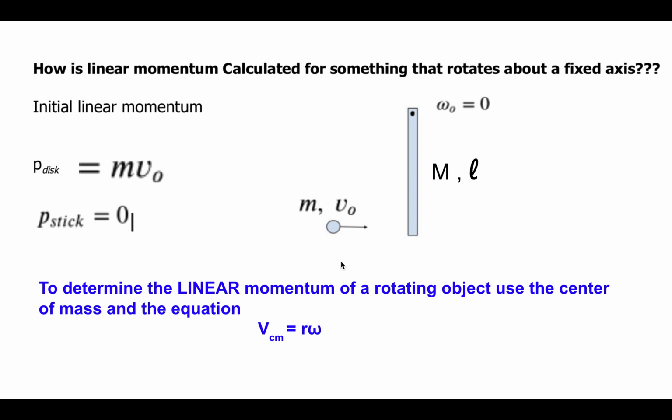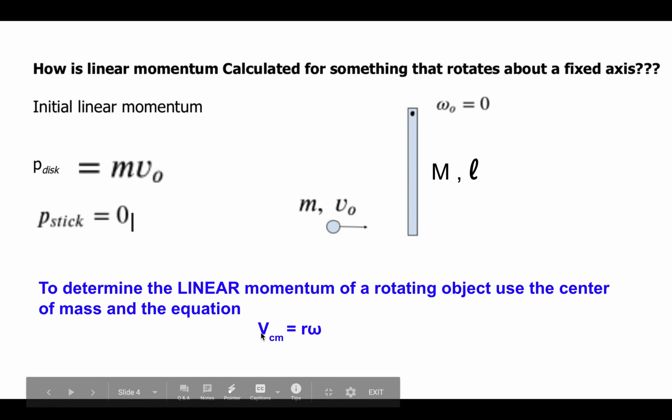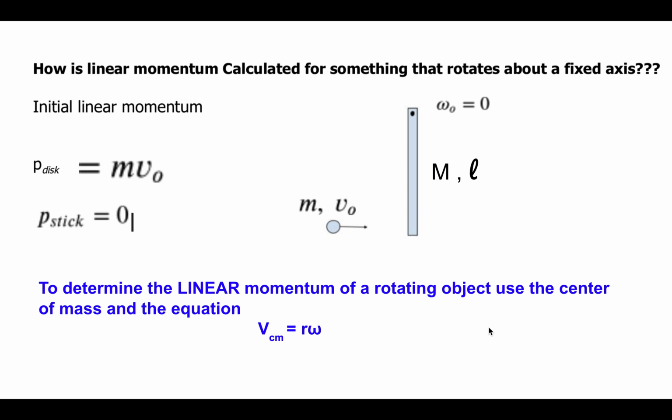If we want to determine the linear momentum of a rotating object, you're going to use the center of mass of the rotating object, and the velocity of the center of mass is equal to r times the angular velocity. If we know that angular momentum is conserved, we can solve for this final angular velocity, and this r represents the distance from the pivot point to the center of mass. So I'll take you through three basic examples that we could see.